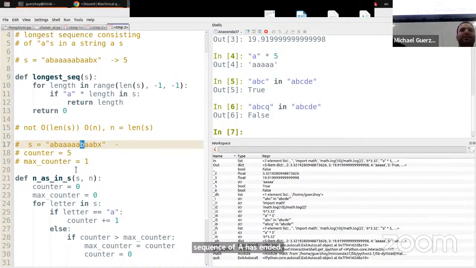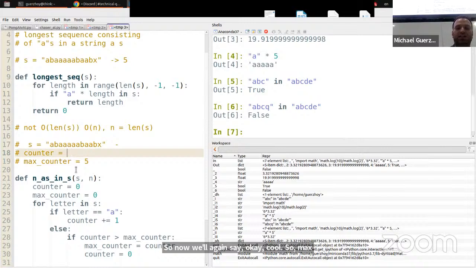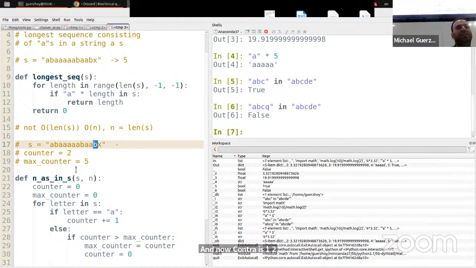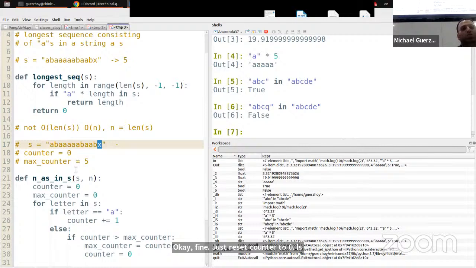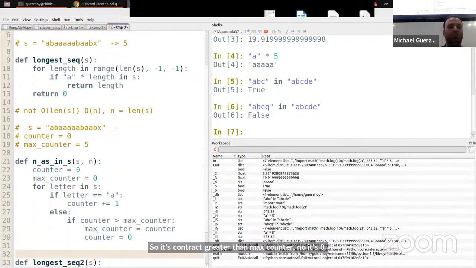So now we'll again say, okay, cool. Max counter is 5, and counter is again 0. And now counter is 1, 2. Again, the sequence has ended. Is counter greater than max counter? No, we already saw a sequence that's larger. Okay, fine. Just reset counter to 0. Is that an A? No. So is counter greater than max counter? No, it's 0. And then we're done. And at the end, we return max counter.